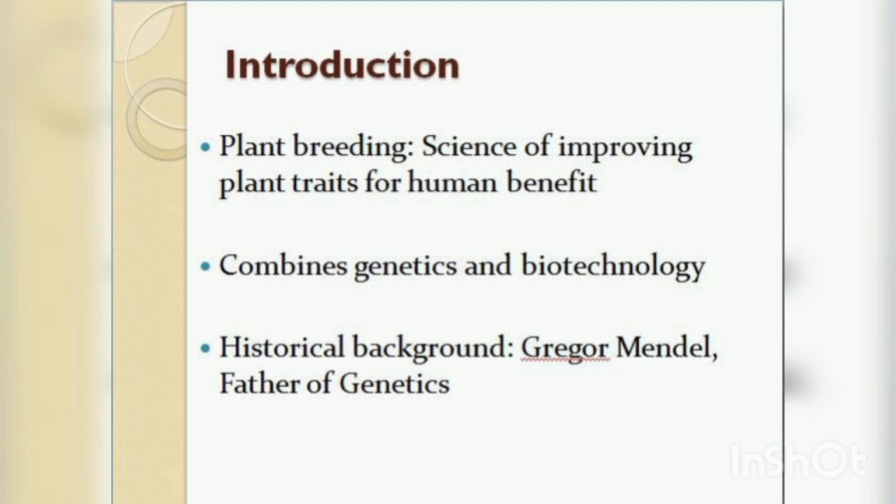The science of plant breeding dates back thousands of years when humans first started selecting the best plants for cultivation. However, it was Gregor Mendel, known as the father of genetics, who laid the foundation for modern plant breeding through his experiments on pea plants in the 19th century. Since then, plant breeding has evolved tremendously, using advanced genetic techniques to create high-performing crops.